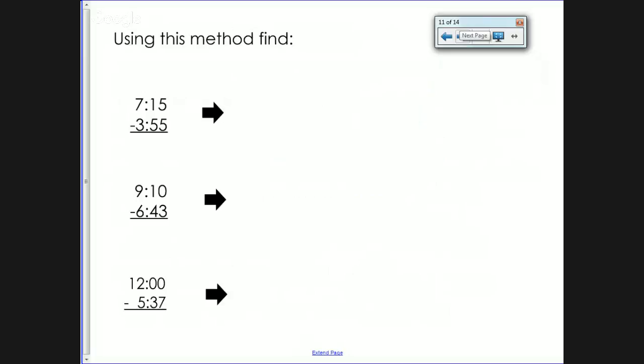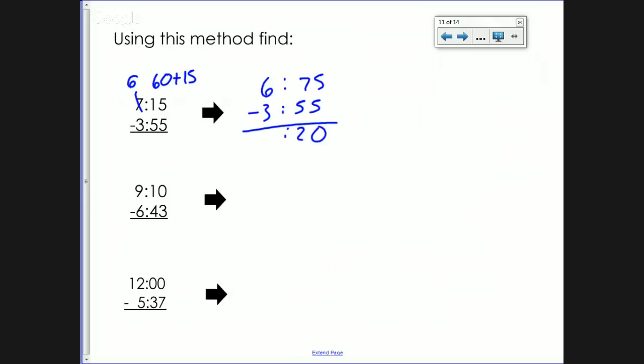So we're going to have a chance to try this method out. So if you want to try it out on your board first and then check your answers against what I'm showing you. We're going to borrow from the 7. It's going to become 6. I'm going to add 15 plus 60. So now I'm looking at 6:75 take away 3:55. And you should have ended up with 3:20.